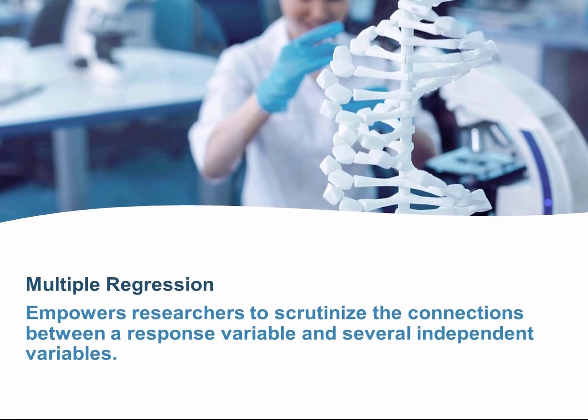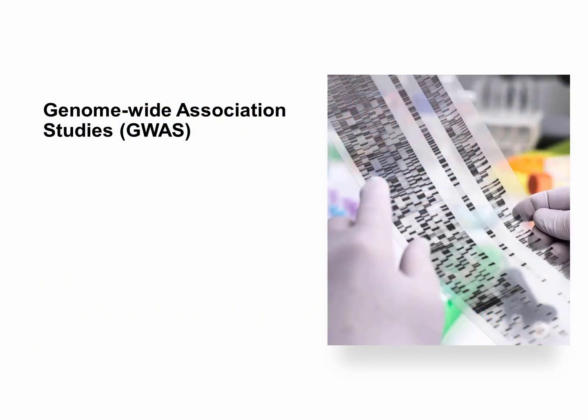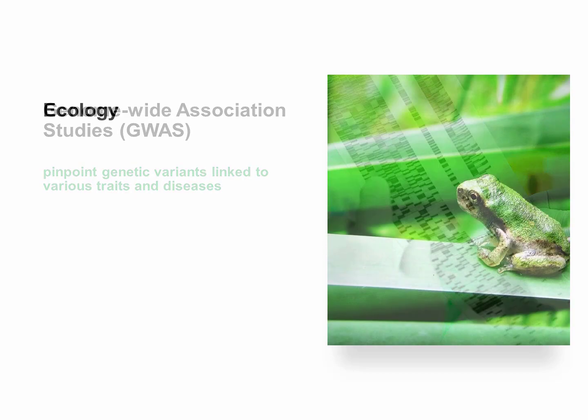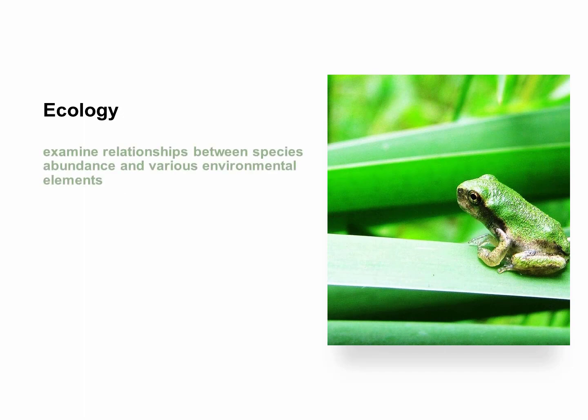The use of multiple regression spans across diverse biological research fields. Some instances include, in genome-wide association studies, multiple regression is frequently used to pinpoint genetic variants linked to various traits and diseases. Ecologists can use multiple regression to examine the relationships between species abundance and various environmental elements such as temperature, precipitation, and habitat features.